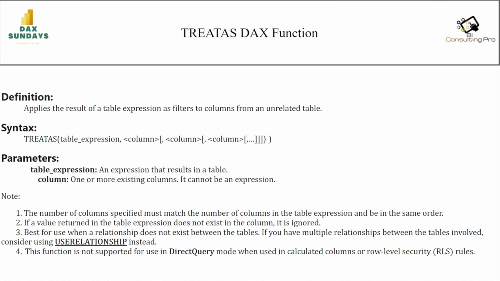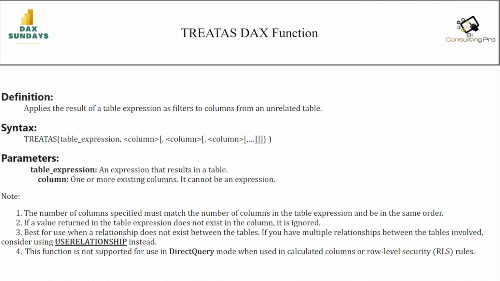But before starting, I would like to tell you some key notes which you should always keep in mind while using the TREATAS DAX function. The very first is that the number of columns specified must match the number of columns in the table expression and be in the same order. The second: if a value returned in the table expression does not exist in the column, it is ignored. Third, it is best used when a relationship does not exist between the tables. If you have multiple relationships between the tables involved, consider using USERELATIONSHIP instead. And lastly, this function is not supported in DirectQuery mode when used in calculated columns or row level security rules. So now I'm going to explain using a demo.